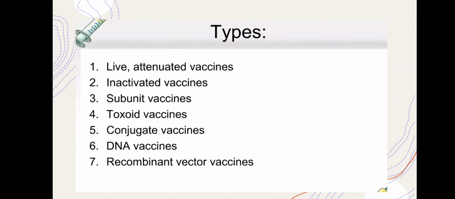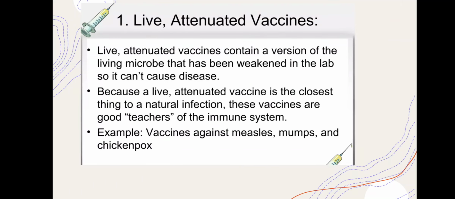Types: live attenuated, inactivated, subunit, toxoid, conjugate, DNA, and recombinant vector vaccines. Live attenuated vaccines contain a version of the living microbe that has been weakened in the lab, so it can't cause disease. It is living but weak, because a live attenuated vaccine is the closest thing to the natural infection. These vaccines are good teachers to the immune system.